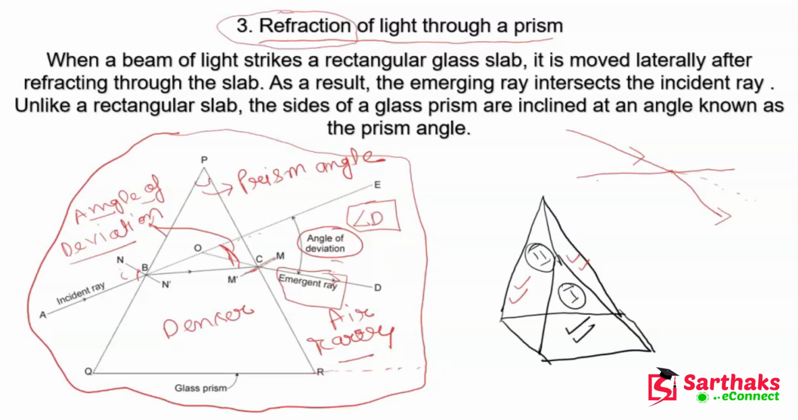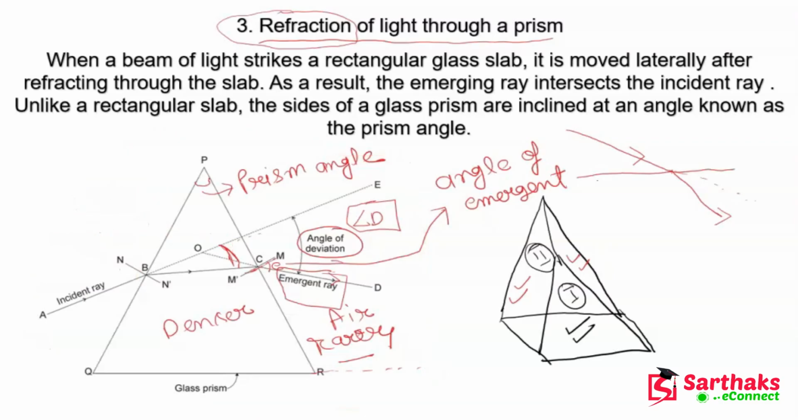Now guys, let's talk about the angle of emergence. This angle made by the second normal, the normal of this surface, and this emergent ray is known as the angle of emergence. Let me write it here: angle of emergence. I hope guys these things are clear to you. So let me erase all these things, and let's make this notation more explicit for you so that you can easily understand the angles.